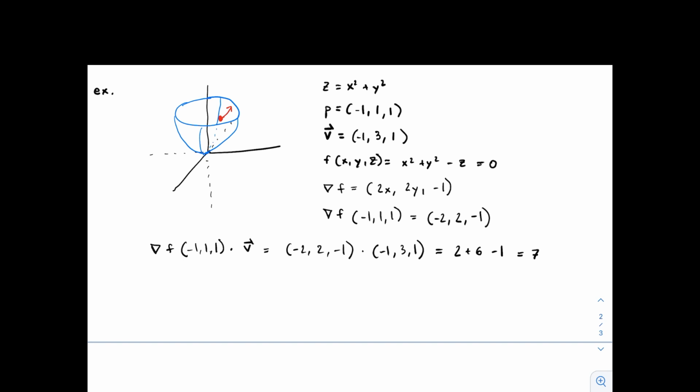To summarize the concept from today's video, a directional derivative is a generalization of the idea of partial derivatives, and it lets us consider the rate of change in an arbitrary direction. We calculate this directional derivative by finding the dot product of our gradient with the vector that describes the direction of interest.